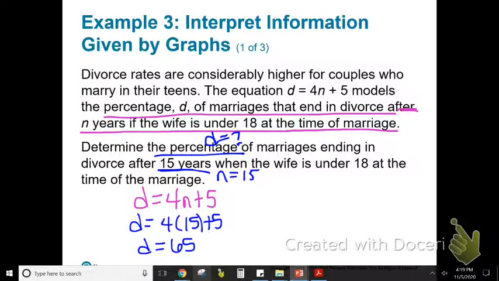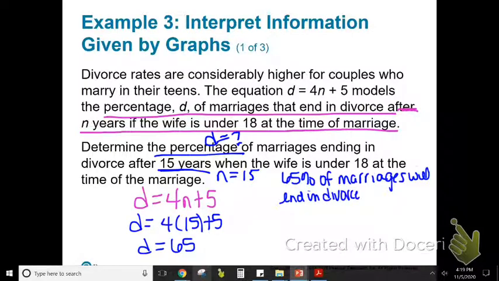So 65% of marriages will end in divorce after 15 years. I'm just writing the question right now. When the wife is under 18 at the time of marriage.